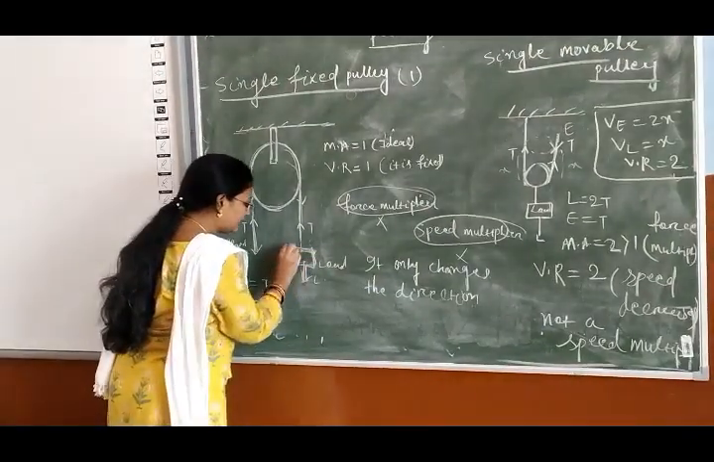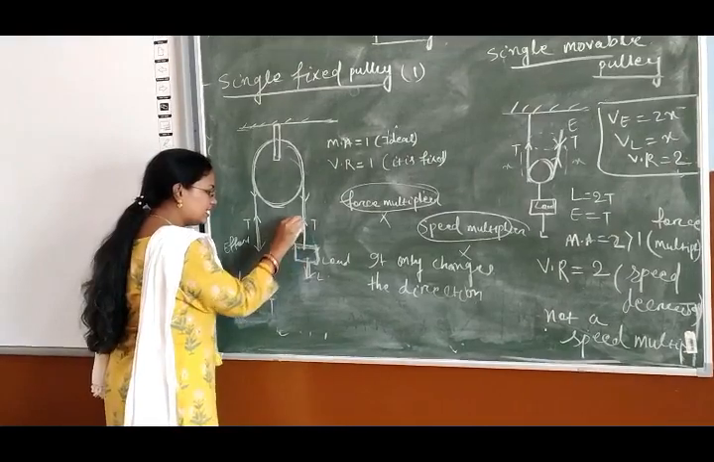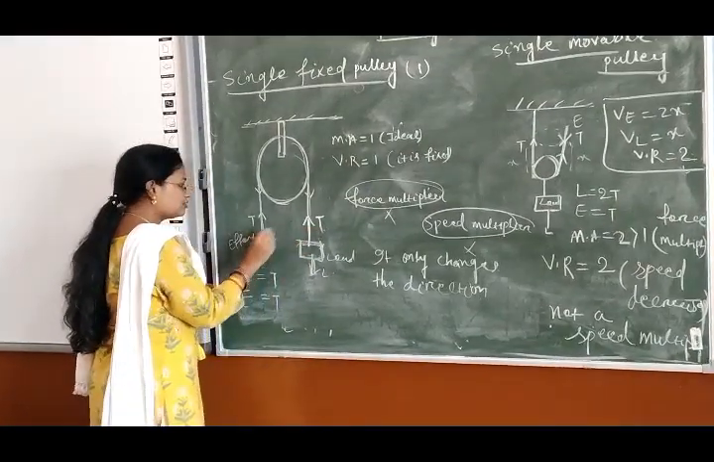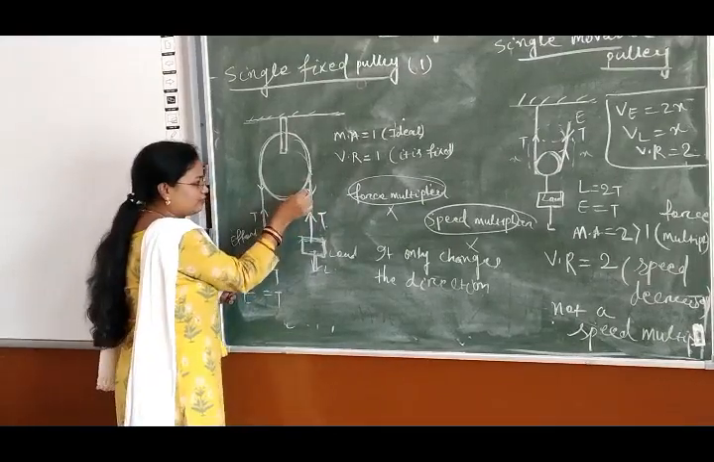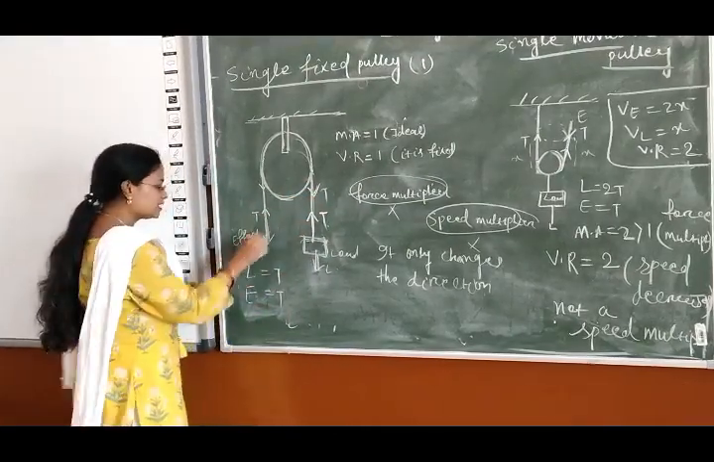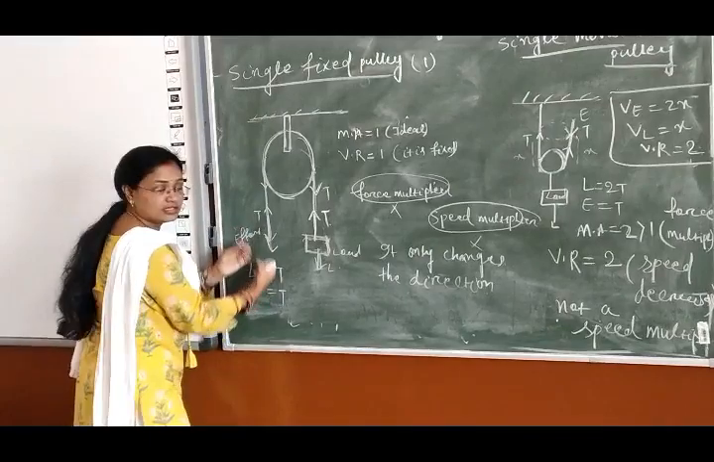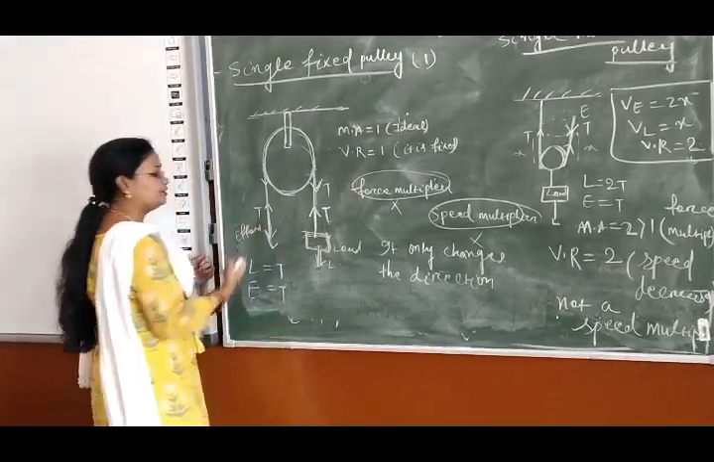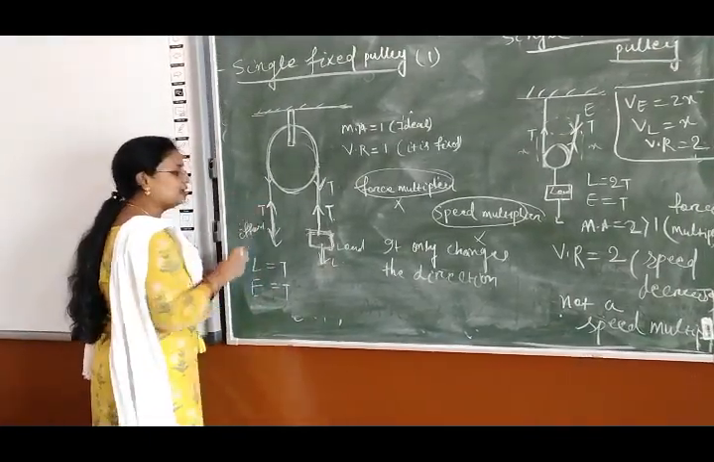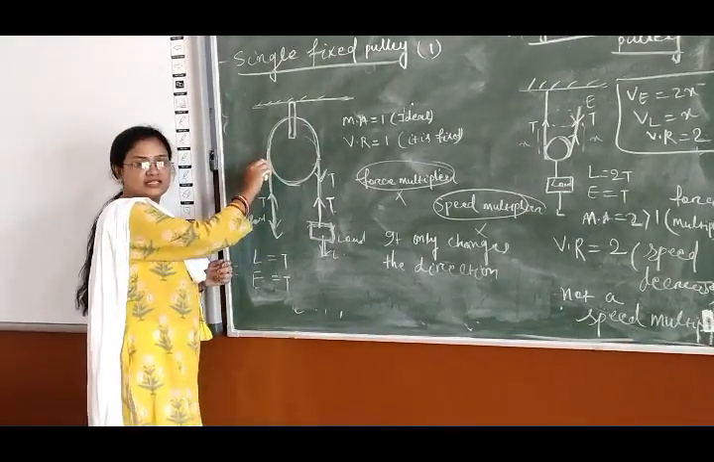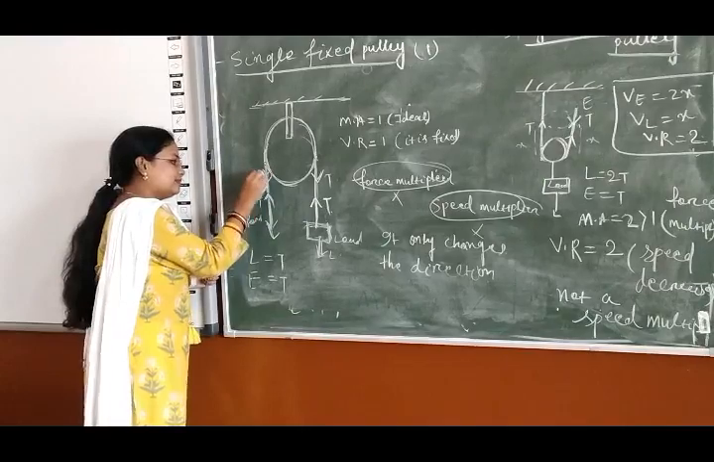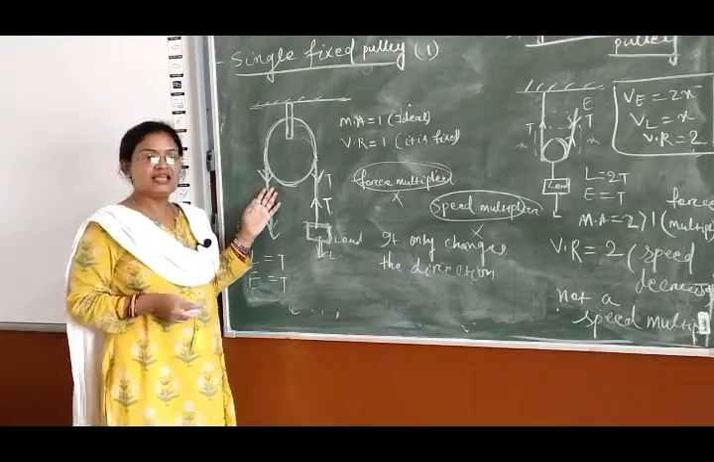Suppose at this point, on this string, I want to find the tension. The tension is in this direction, away from the point. Suppose this is your effort, and you are giving the effort in this direction. At this point you want to find the tension, and it is in the upward direction. For the first string, at this point, the tension acts in the direction away from the point.